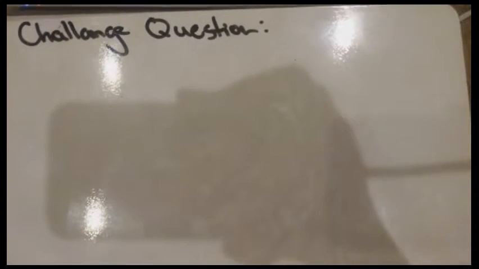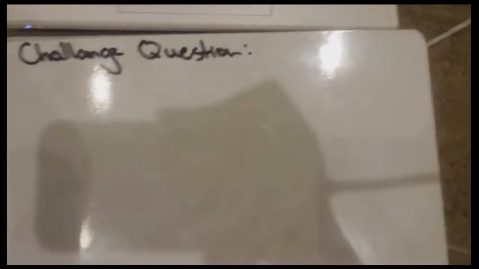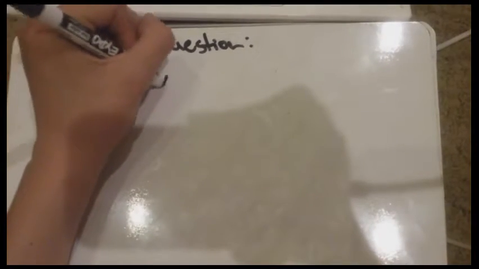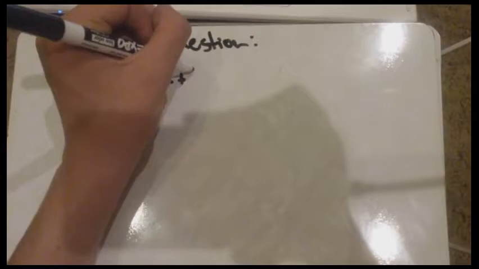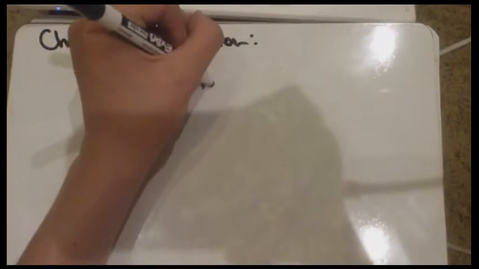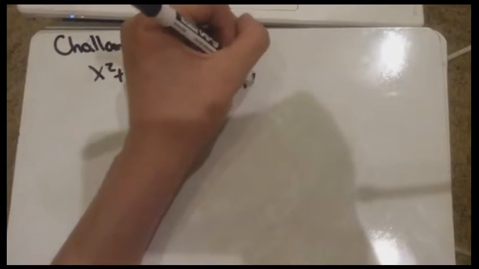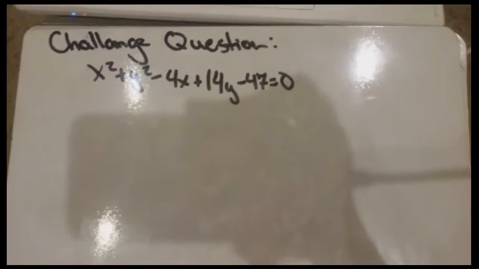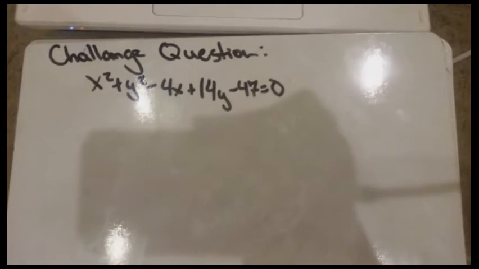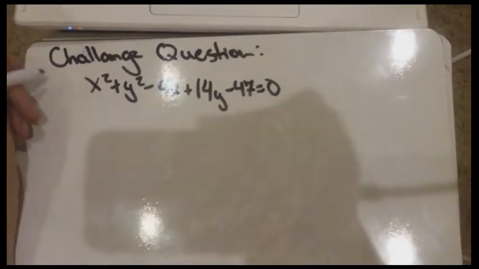So we're going to work on a challenging question real quick. The challenging question that we're going to do is x squared plus y squared minus 4x plus 14y minus 47 equals 0. As you see, it's not in standard form, so we have to convert it to standard form. The first step is grouping the terms.